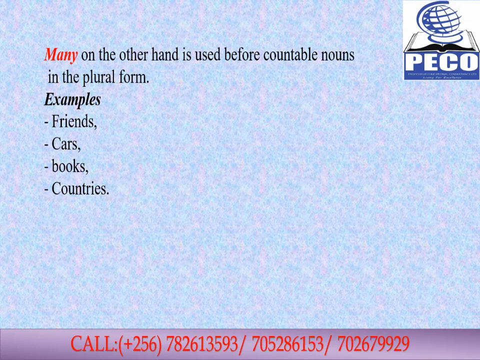Examples: we have friends. I've got many friends. I have many cars. Davidie has many books. Kato has traveled to many countries. Many, therefore, is used before countable nouns in the plural form.